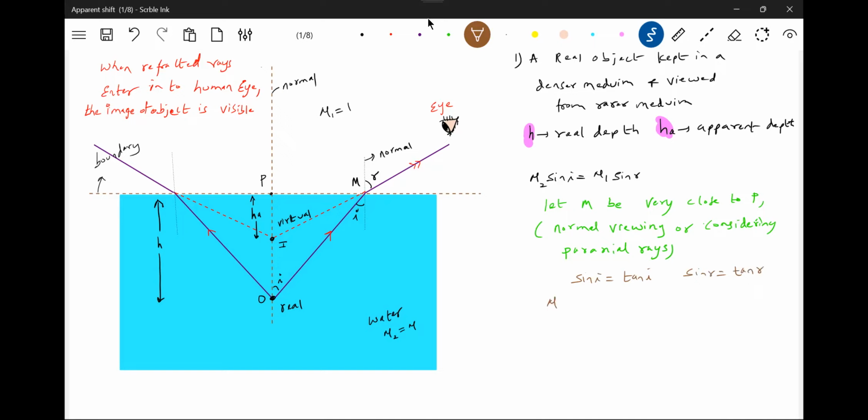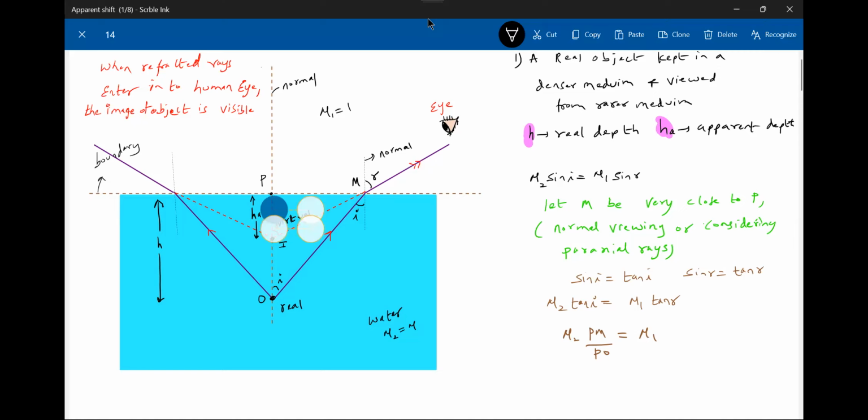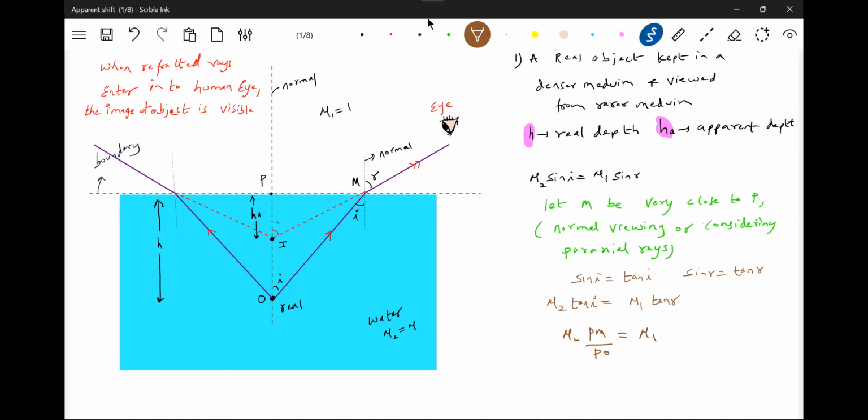So this will be mu 2 tan i is equal to mu 1 tan r. What is tan i? Tan i will be PM by PO. Let me write that clearly. Virtual. Okay, what is tan i? Tan i will be PM by PO. Now what about tan r? PM by PI.